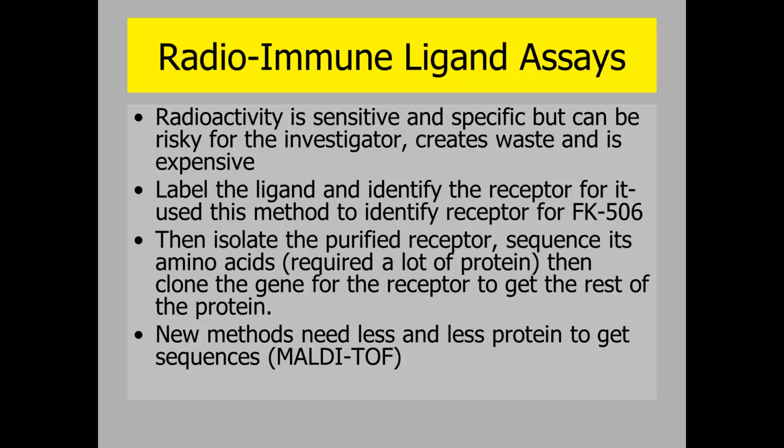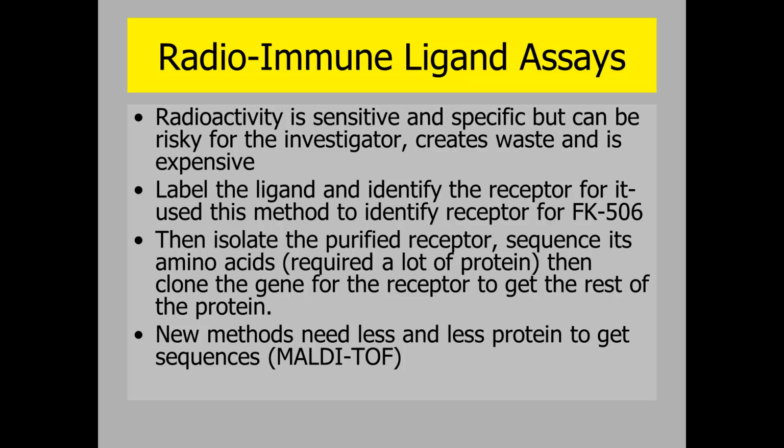So the radioactive ligand assays then would work in a similar way. The radioactive is sensitive and specific. One problem is it does create waste, radioactive waste. Radioactive iodine is a pain to work with. So you can also label the ligand and identify the receptor that's used, and this is one of the ways that new receptors are identified, and that the ligand binding is characterized.